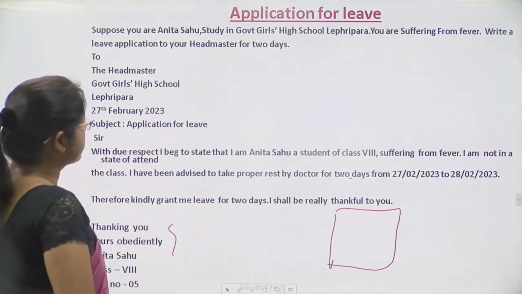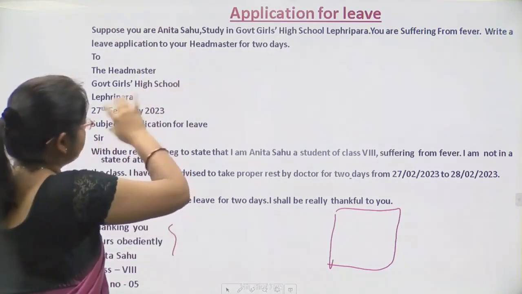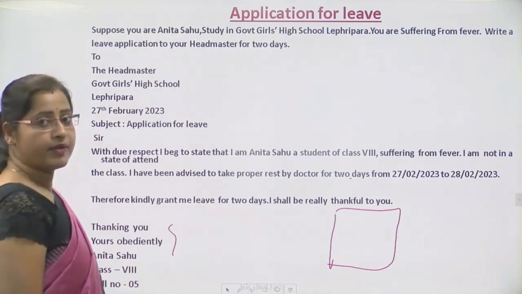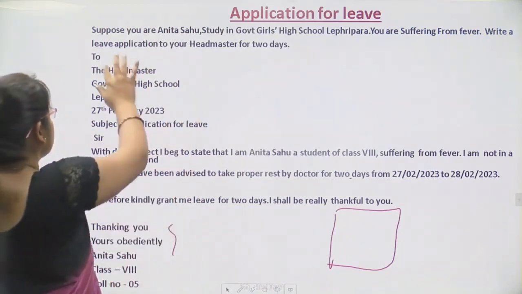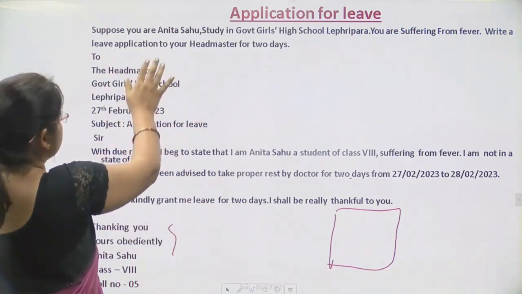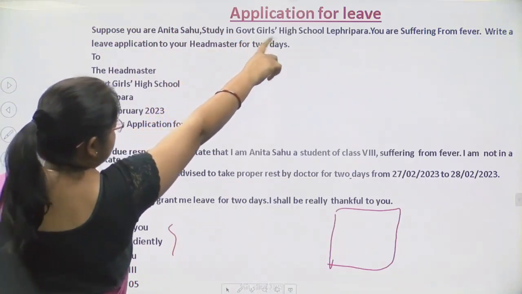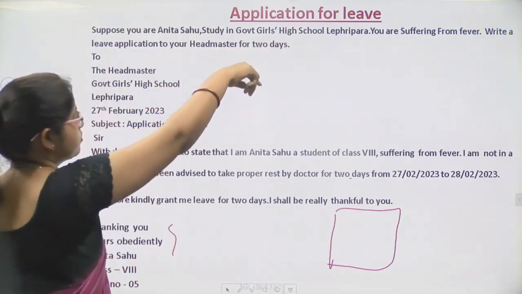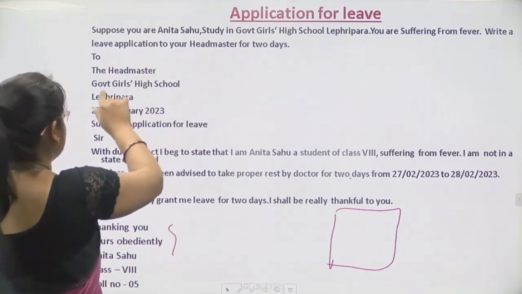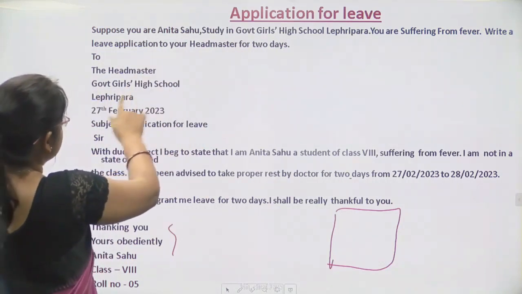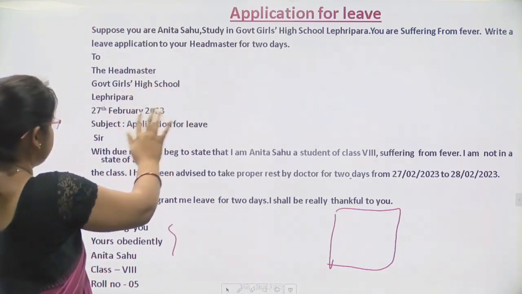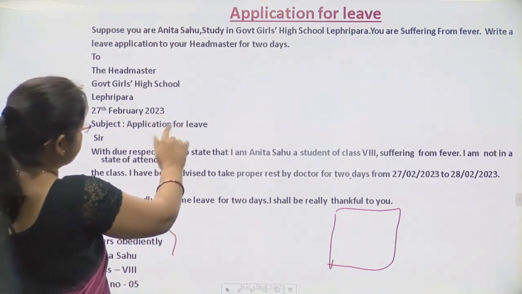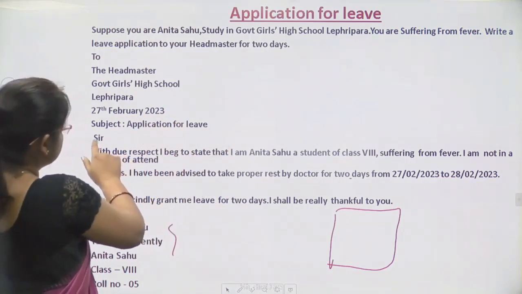Do not write your own name in it. First see what is written and what is asked there, and from that we will write the application. To the headmaster, put the school name which is given in your exam question. The headmaster, Government Girls High School Epripada. Then you have to write the date, subject: application for leave.